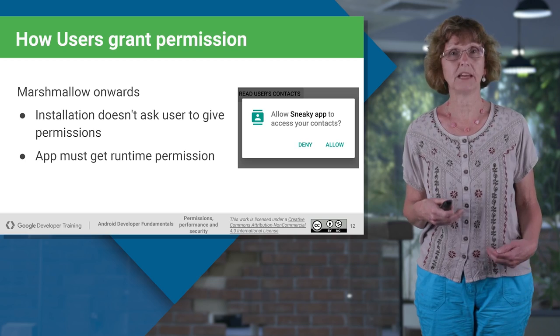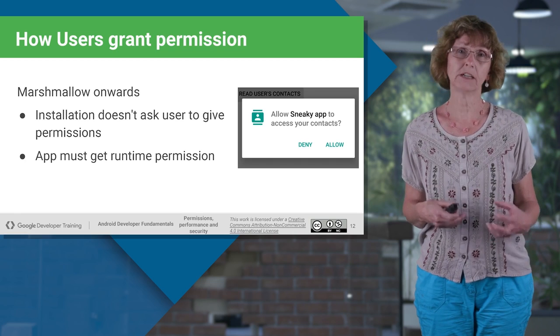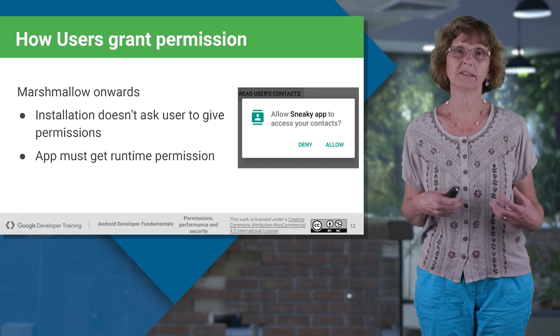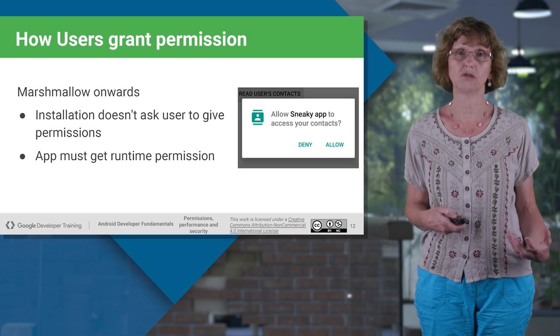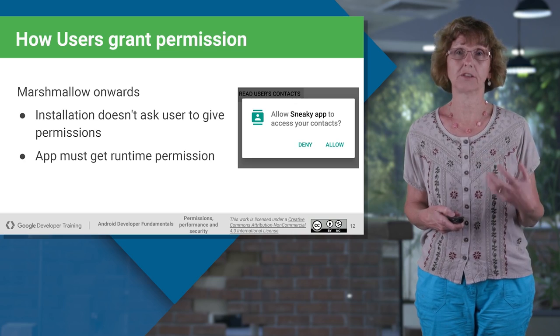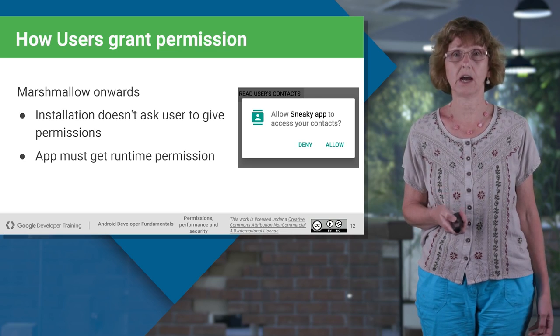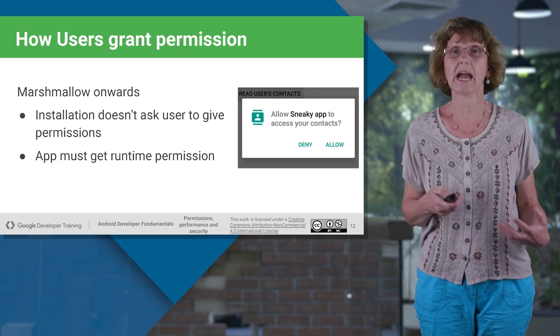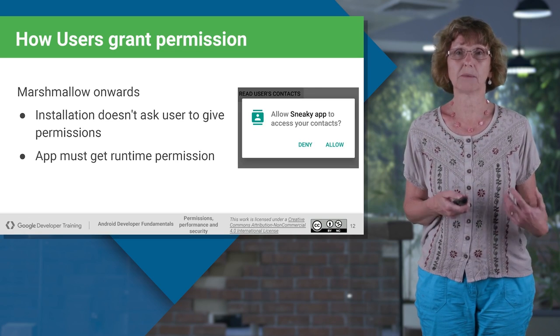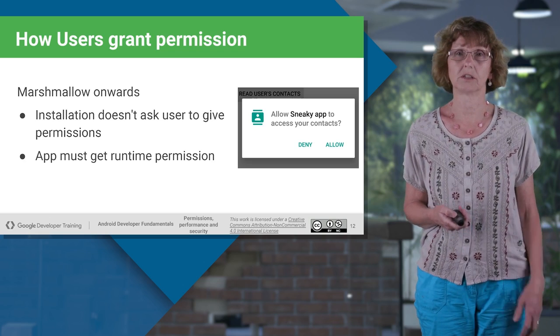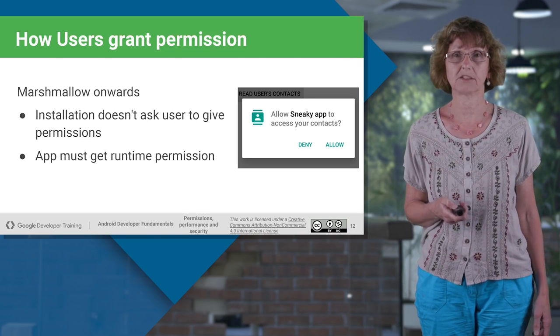But then the app itself must get permission at runtime. So while the app is running, it must get permission. And Android will pop up a dialog box to the user asking the user to give the permission. So here, while Sneaky App is running, it wants to access contacts. So Android pops up this dialog box and asks the user, do you allow Sneaky App to access your contacts?